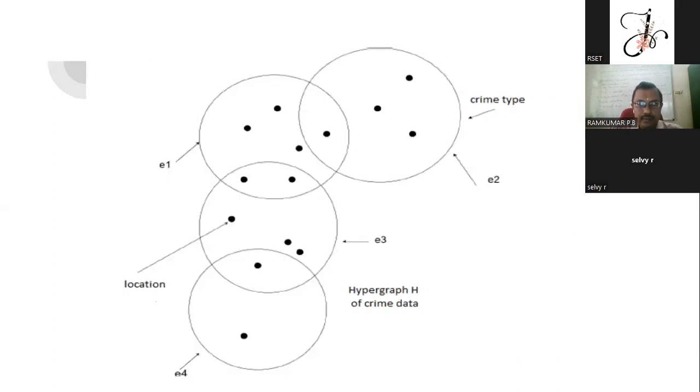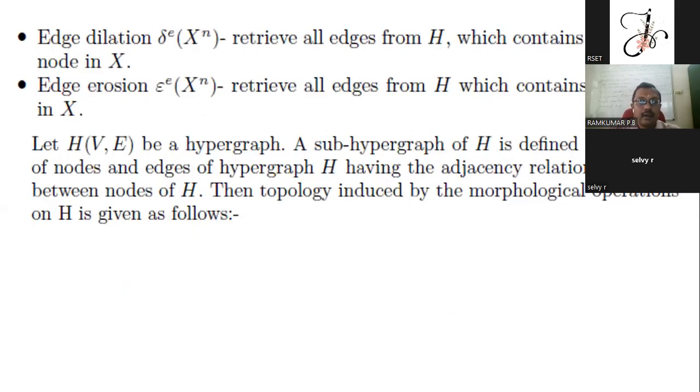So here, if you consider a hypergraph, this is a hypergraph corresponding to crime data. Using morphological operators, we can construct topological spaces. The important morphological operators are dilation and erosion. So here, edge dilation, denoted by delta_E(X), retrieves all edges from H which contain at least one node in X. Edge erosion, epsilon_E(X), retrieves all edges from H which contain only the vertices or edges in X.